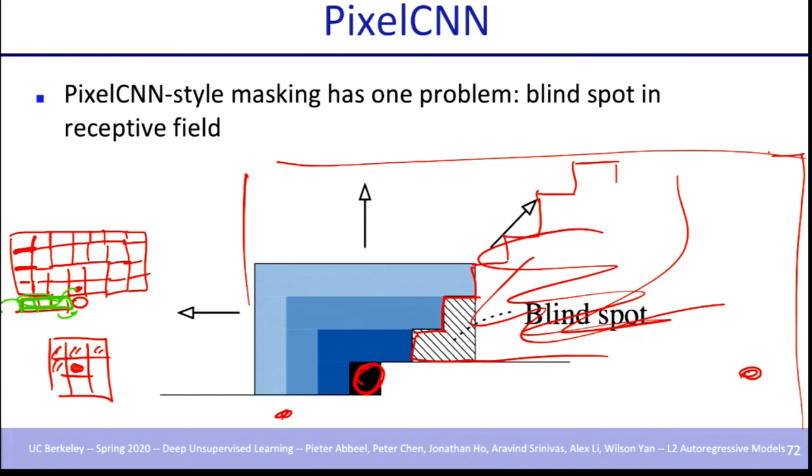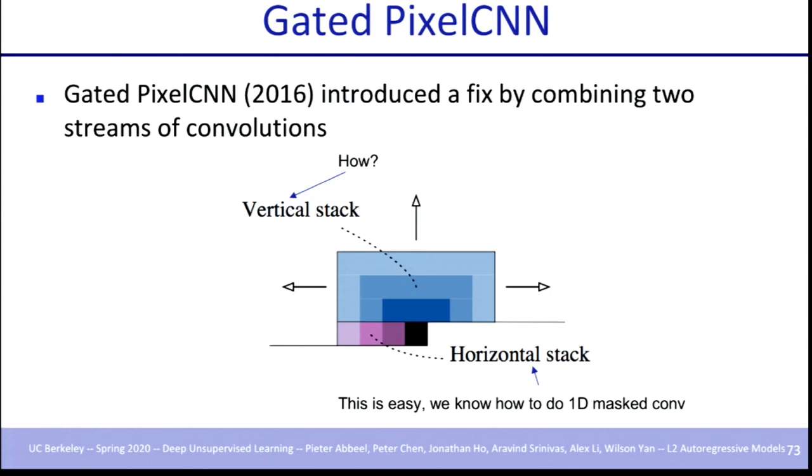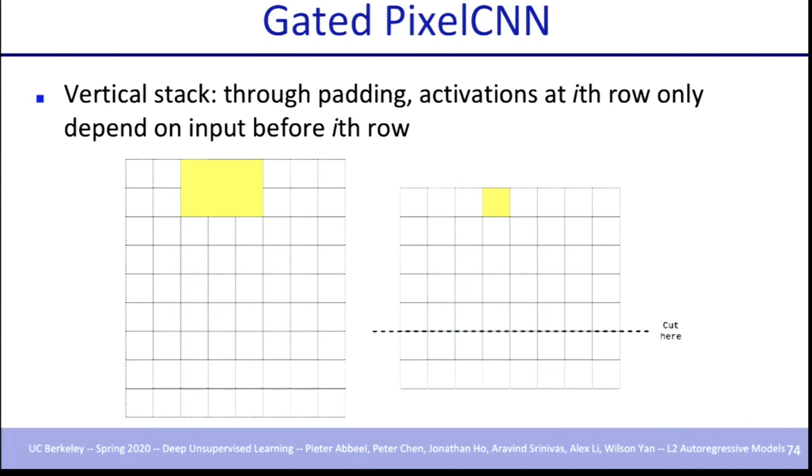So the one on top is called the vertical stack, and the one on the side is called the horizontal stack. We know how to do 1D masked convolutions. We know how to do the vertical stack. Again, that's just convolutions. This is what the vertical stack essentially looks like. It's this 2x3. On the left, you see the receptive field. On the right, you see where the result gets put.